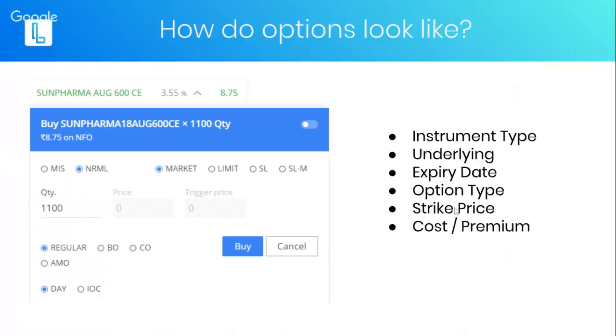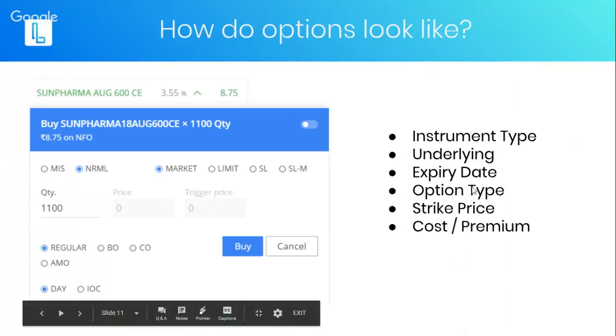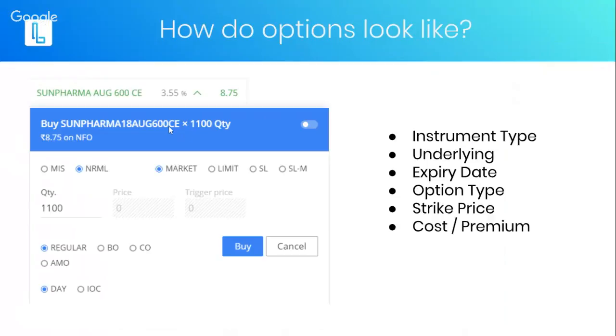And then what is the option type? So the option could be a call option or a put option. How do we know what's the option type? It is because CE is there, right? So C stands for call option. And the strike price. So what's the strike price, friends, in this? As you can see, it's mentioned here, 600. So 600 is the strike price.